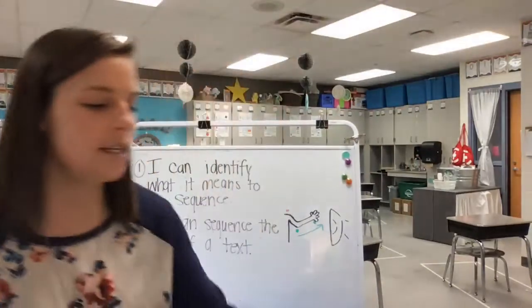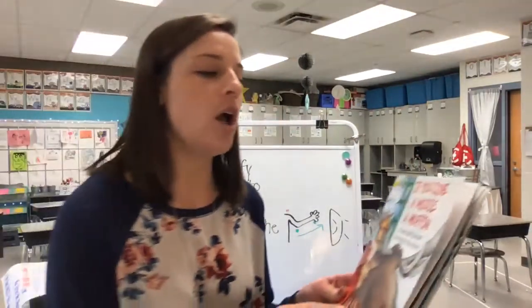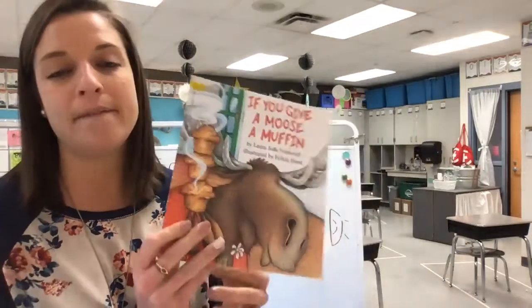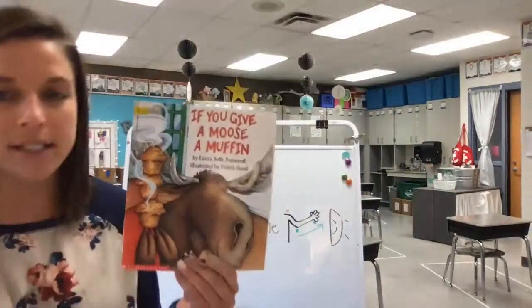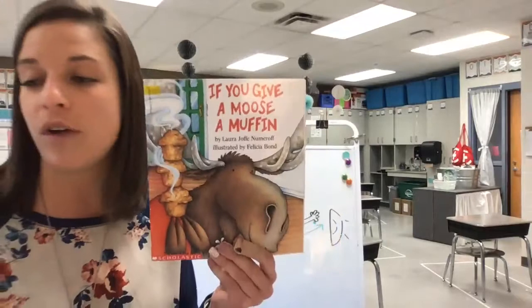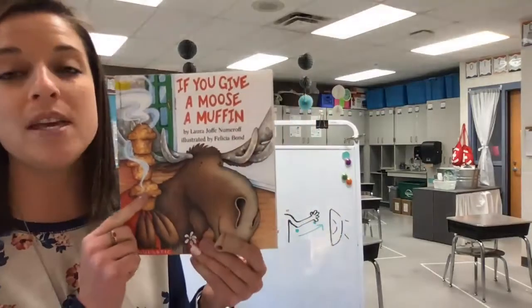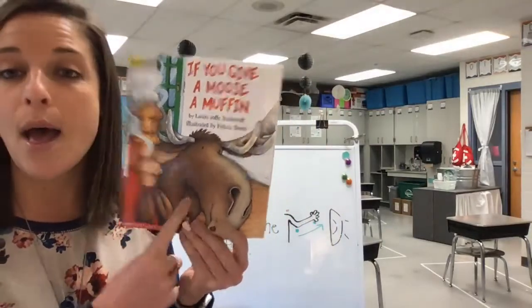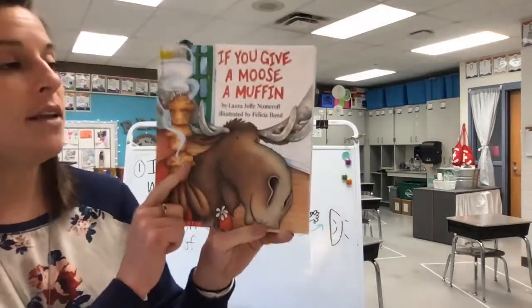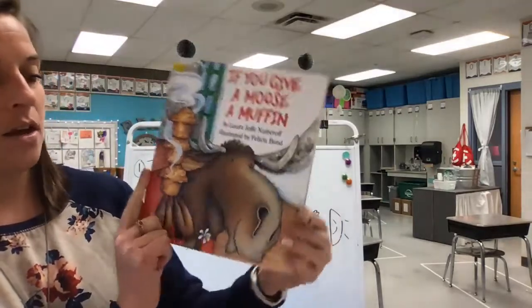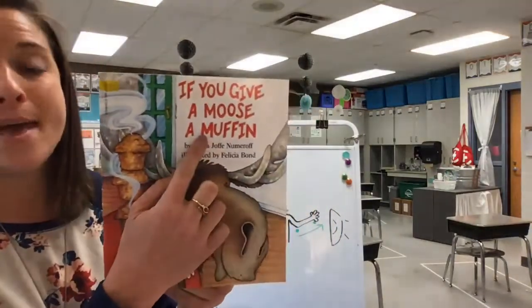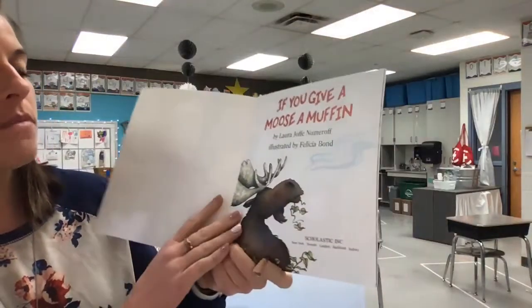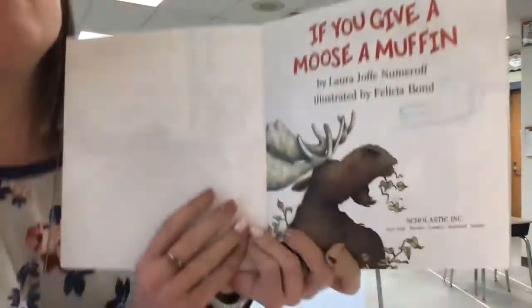Great job. So today we're going to read another If You Give Us story. This story today is also written by Laura Numeroff and illustrated by Felicia Bond. You're going to see a lot of similar ideas taking place in our story, just like when we read If You Give a Mouse a Cookie, but this story is about a moose. So this is If You Give a Moose a Muffin. Moose and muffin both start with what letter? M. Very good. Here's our title page. If you give a moose a muffin.